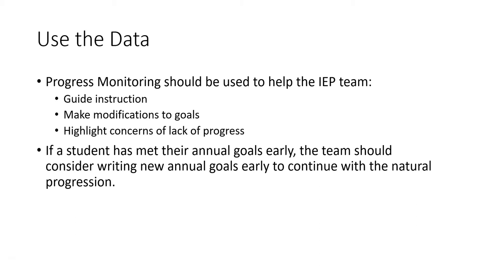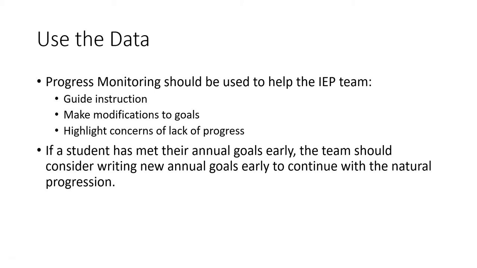And then also it highlights concerns. So if a student's not making progress, we may need to call an IEP meeting to say the student's not making progress on any of their IEP goals. It really is concerning if we walk into an IEP team meeting and the parent says, I didn't know they were not making progress on any of their goals. And so we need to make sure that we're addressing that.